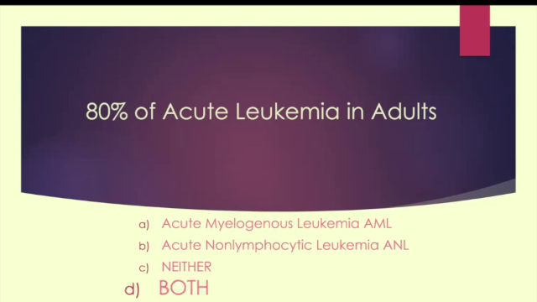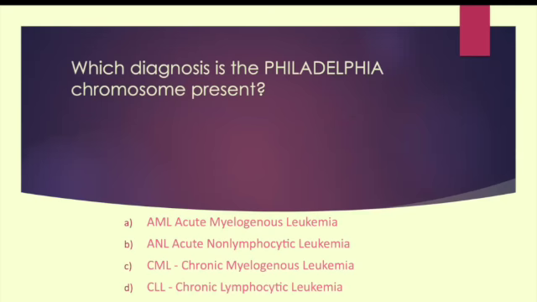Oh, it's both. Acute non-lymphocytic too. So AML and ANL. Which diagnosis is the Philadelphia chromosome present in? Which one do you guys think it is?